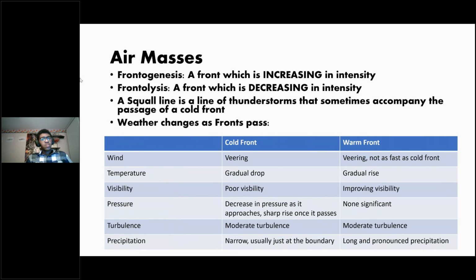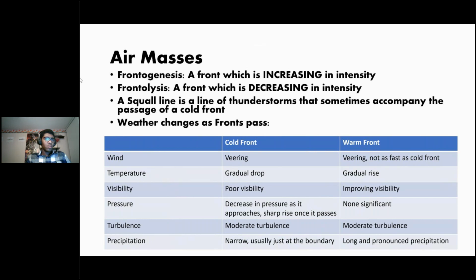In terms of pressure, you get a decrease in pressure as it approaches, but you get a sharp rise once it passes. The reason for that is, like I said before, cold air is a lot denser and a lot heavier than warm air. So once that cold front passes and you're under an area of a cold air mass rather than a warm one, you're going to feel more pressure.